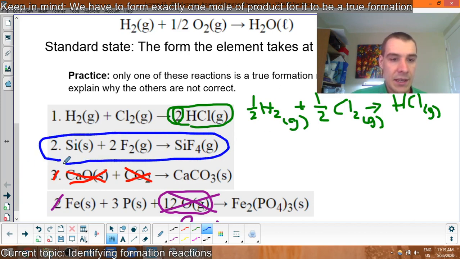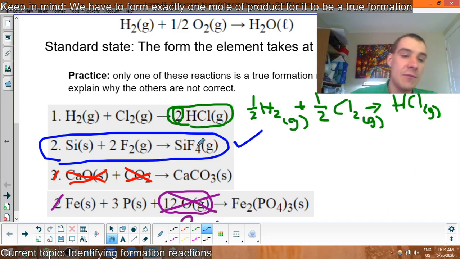This one is a correct heat of formation reaction, right? It's got standard state silicon, standard state fluorine. Even though there's 2 of them, that's just what it takes to make SiF4. We don't care about the numbers on this side, as long as we're only forming 1 mole. So SiF4, that is 1 mole, so that is a correct heat of formation reaction. That one is good.